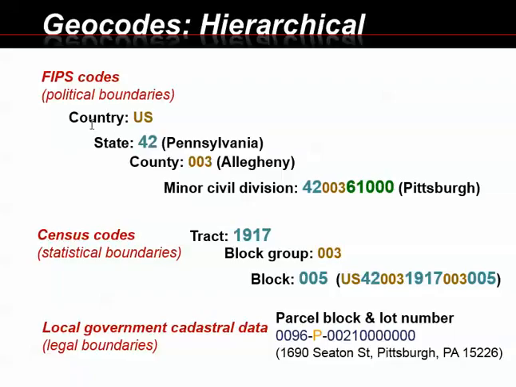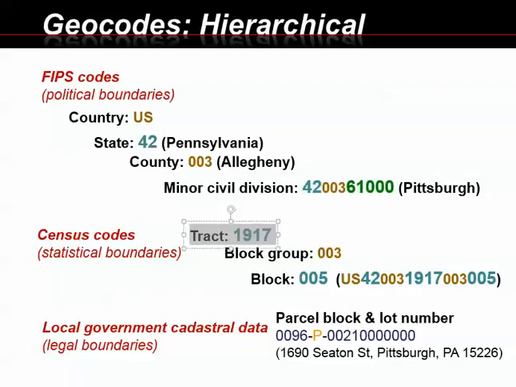So we have the U.S. Within the U.S., we have states. The GeoID number for Pennsylvania as a state is 42. But if you're looking at a county level, say you're looking at Allegheny County, then that number is 003. Together with the Pittsburgh number, which is 61000, that area's GeoID would be 420036100. Same thing with census tracts.